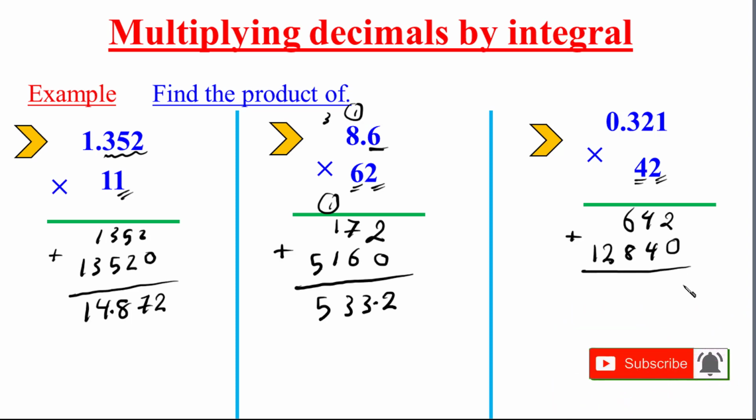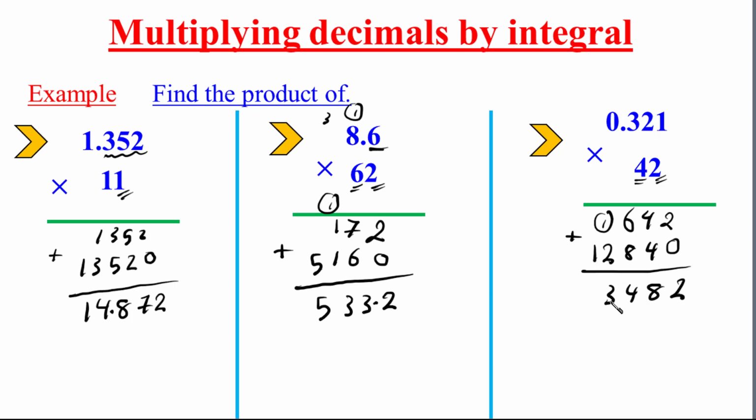2 plus 0, it will be 2. 4 plus 4, it will be 8. 6 plus 8, it will be 14, write 4 and carry 1 over 2, it will be 3, yes, and bring down 1. The decimal point is after 3 digits from the right here, so insert the decimal point after 3 digits from the right, so the product will be here 13.482. So don't forget to insert the decimal point after you finish adding the two partial products.